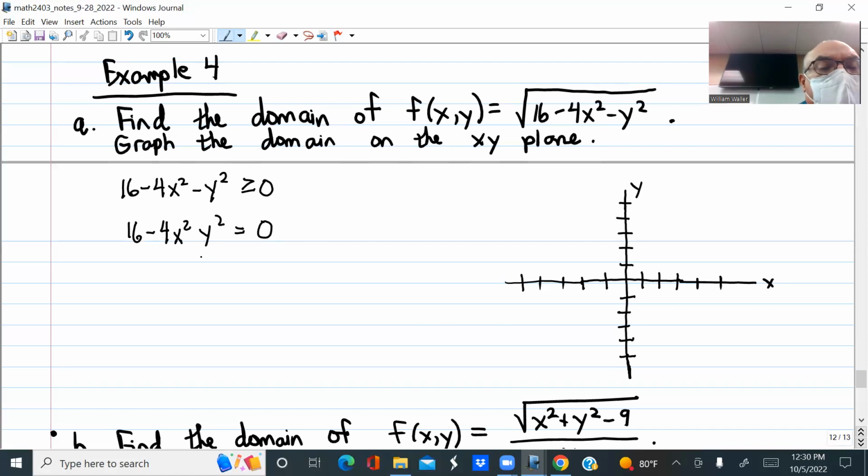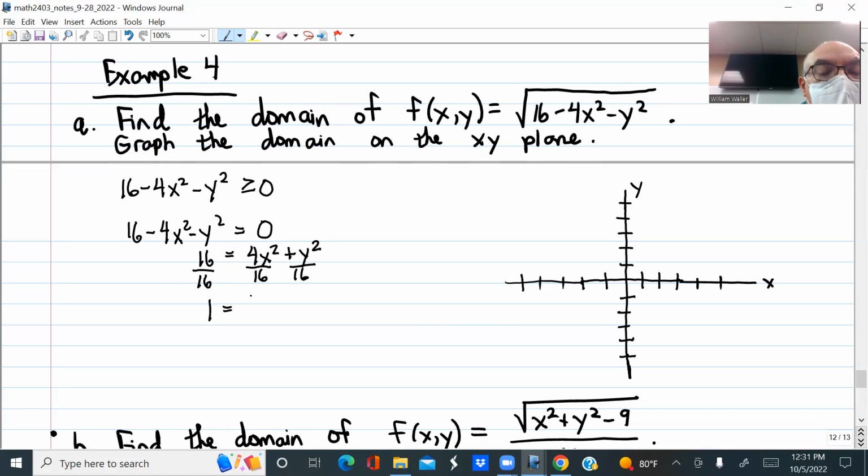Oh, I bet we can figure that out pretty easily, right? But this is a minus here, right? So if you just rearrange terms, you would have 16 is equal to 4x squared plus y squared, right? And now divide, what do I want to do there? Divide everything by 16. Let's try dividing everything by 16.